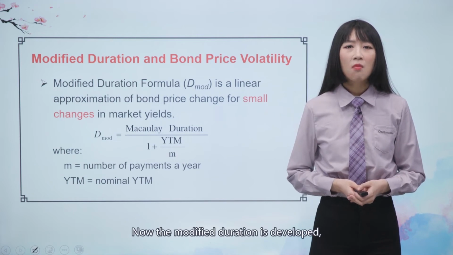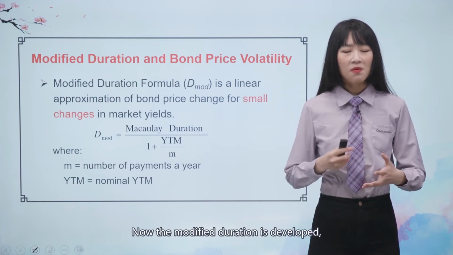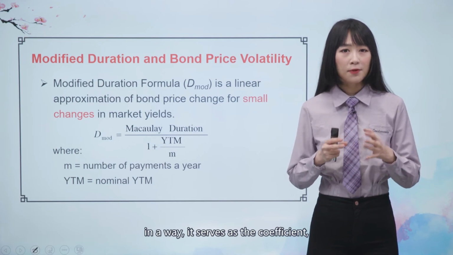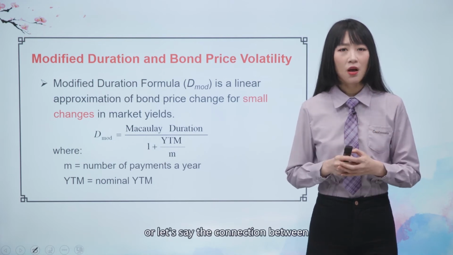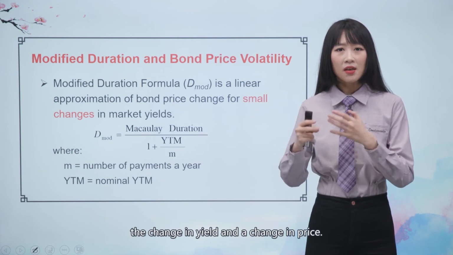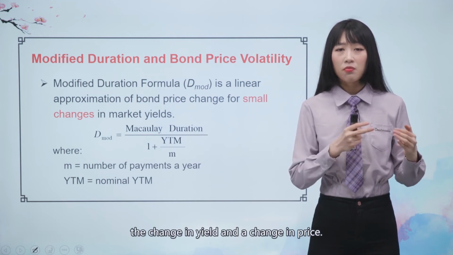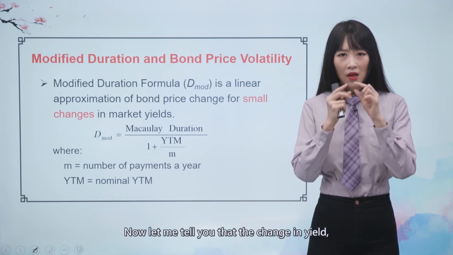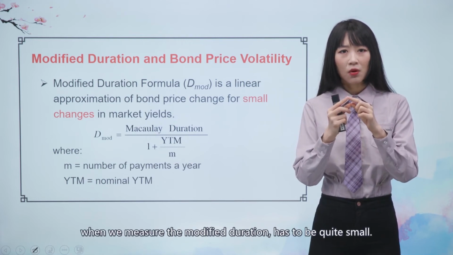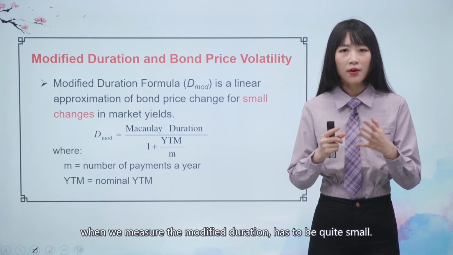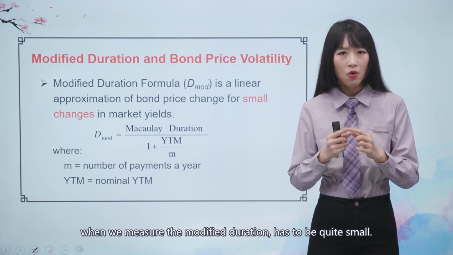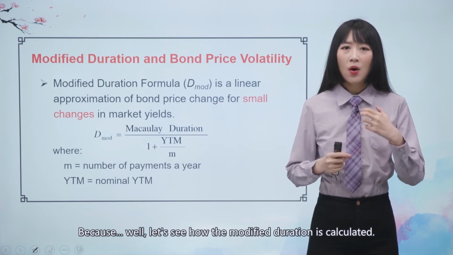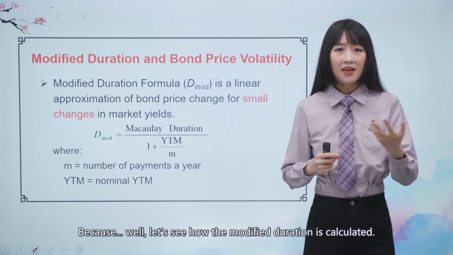Now, the modified duration is developed in a way that it serves as the coefficient, or the connection, between the change in yield and a change in price. Let me tell you that the change in yield when we measure the modified duration has to be quite small. Because, well, let's see how the modified duration is calculated.